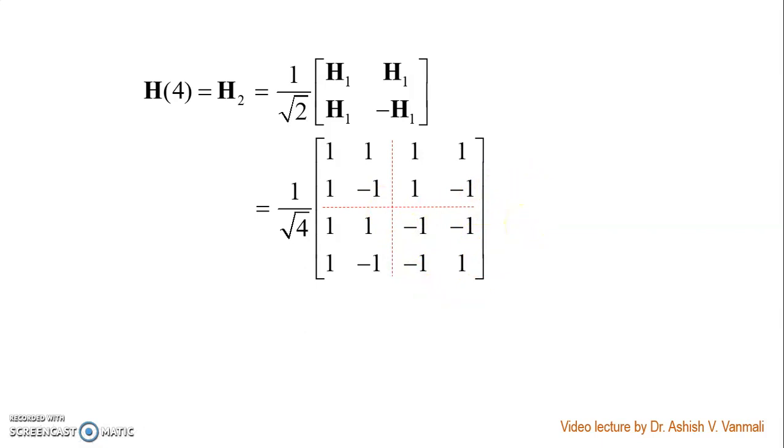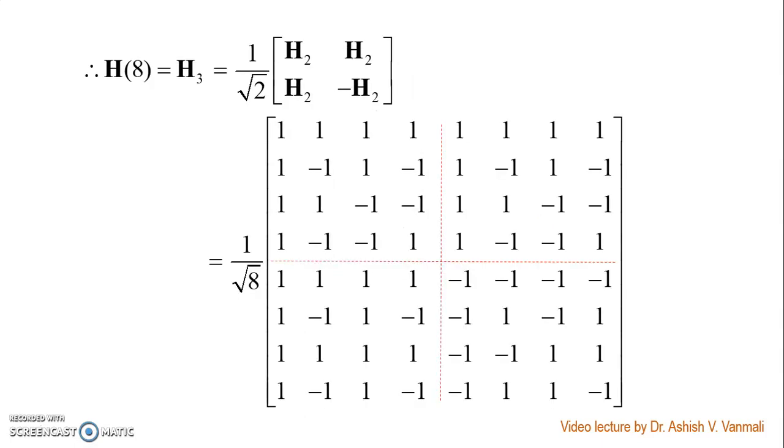From this H2 we can generate H3, that is of size 8 cross 8. So my Hadamard matrix of size 8, which is nothing but the H3 matrix, will be 1 upon root 2 times H2 H2, H2 minus H2. We can substitute that H2 back, and whatever 1 upon root 4 we can take out, that will give us 1 upon root 8 over here. And these will be the elements of the H2 matrix. This will be H2. This will be again H2. And this will be minus H2. So that is your Hadamard matrix of size 8 cross 8. Like this, we can have size 16 cross 16, 32 cross 32, and so on.